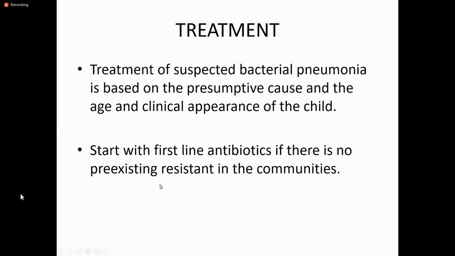Okay, now as far as the treatment of pneumonia is concerned, basically treatment of suspected bacterial pneumonia is based on presumptive cause and age and clinical appearance of the child. And we start with first-line antibiotics if there is no pre-existing resistance in the communities. We all know that there is malpractice going on, and without indication, some practitioners prescribe antibiotics, and this results in resistance to the organism. So if there is no first-line resistance, then we can start with first-line. Otherwise, we can change the antibiotic according to the culture and sensitivity of the organism.